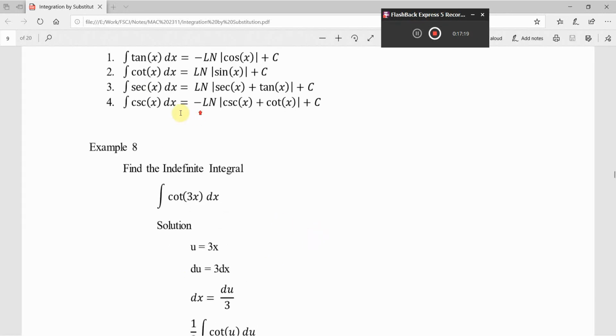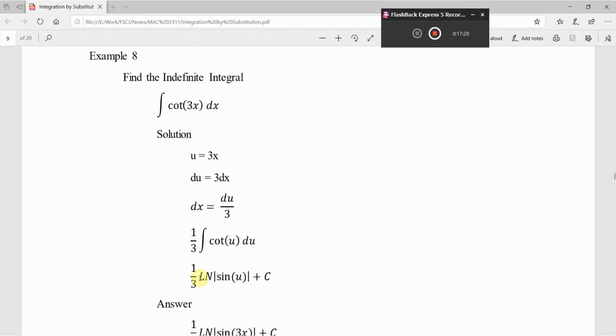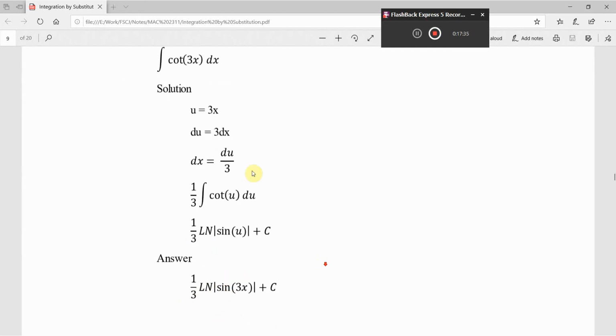And then using my antiderivative rule, the new one, the antiderivative of cotangent gives me the natural log of the absolute value of sine. I get 1/3 times the natural log of the absolute value of sine of u plus a constant. And then lastly, I replace u with 3x. So I get 1/3 times the natural log of the absolute value of the sine of 3x plus a constant.